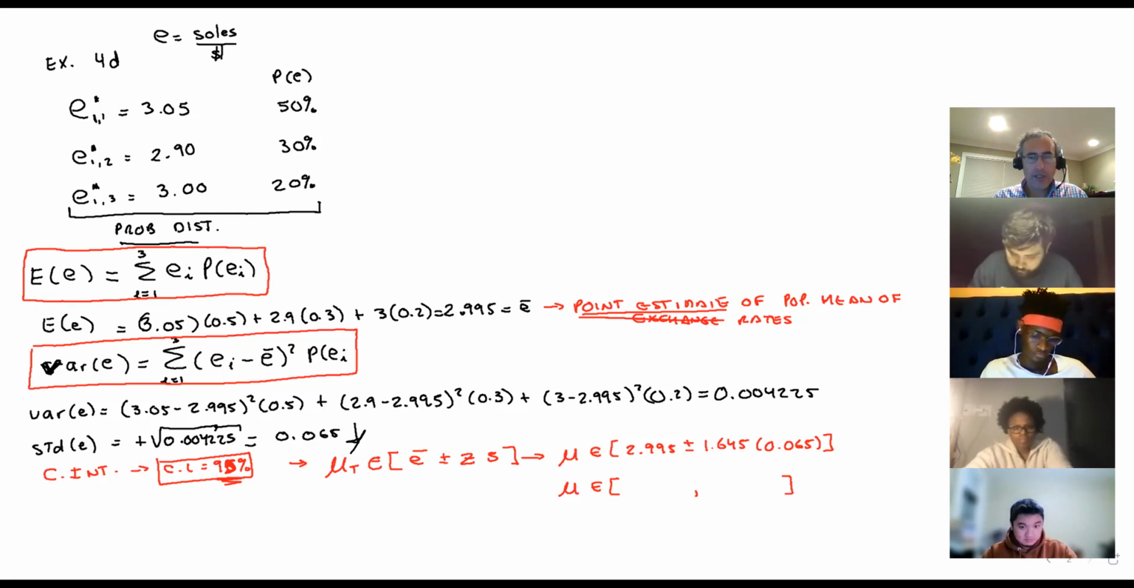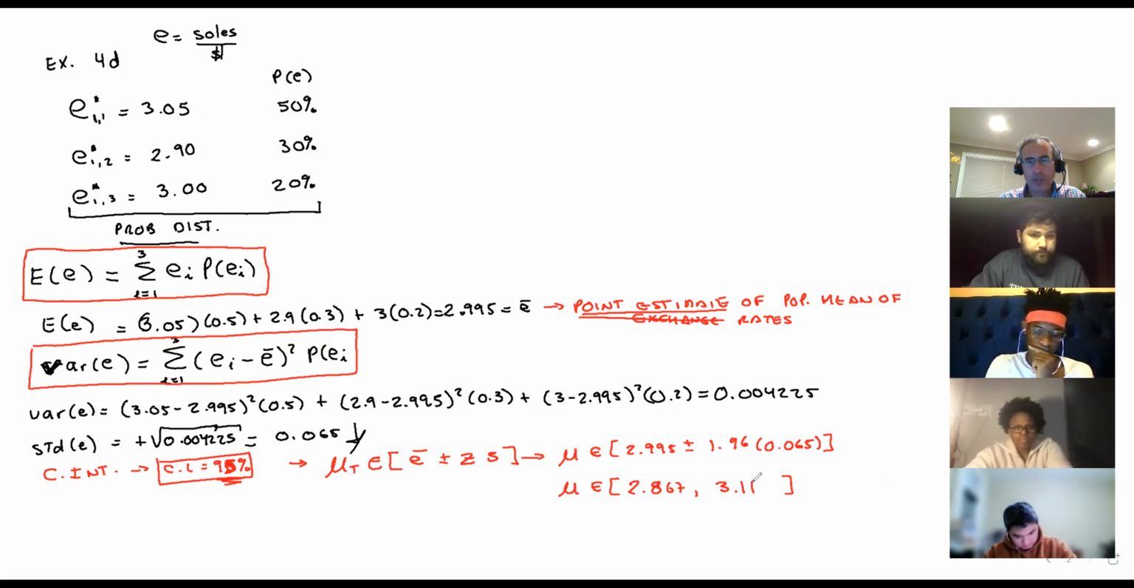So it's going to be 95%, guys. This is not 1.64, it's 1.96. If you can help me with this, please. I got 2.8676 to 3.1224. Someone to confirm. Confirmed. Perfect. So now, guys, you have your confidence interval.